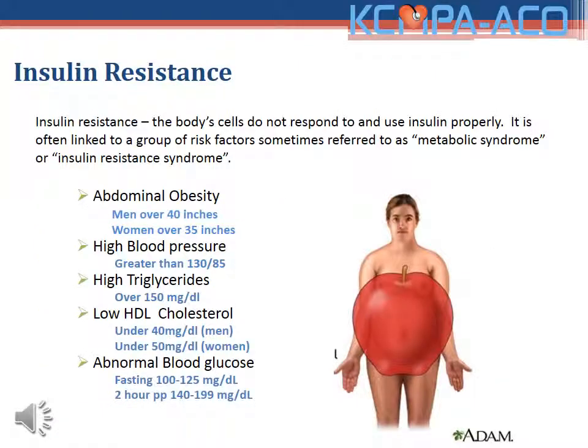Insulin resistance, which is the body's inability to respond to and use insulin, is often linked to certain health problems such as abdominal obesity or having an apple shape, hypertension, abnormal blood lipids, and abnormal blood glucose. When someone has 3 or more of these problems, it's sometimes referred to as metabolic syndrome or insulin resistance syndrome. People who are diagnosed with metabolic syndrome or insulin resistance have an increased risk of developing prediabetes, type 2 diabetes, and cardiovascular disease.